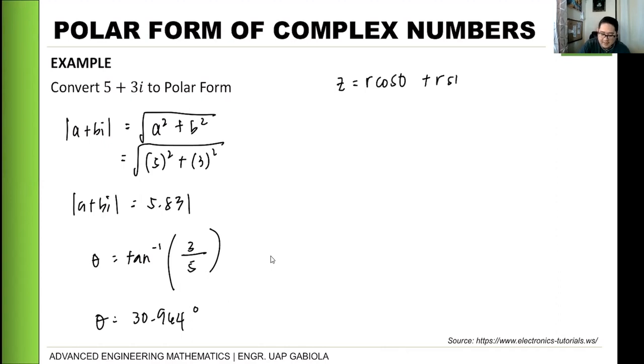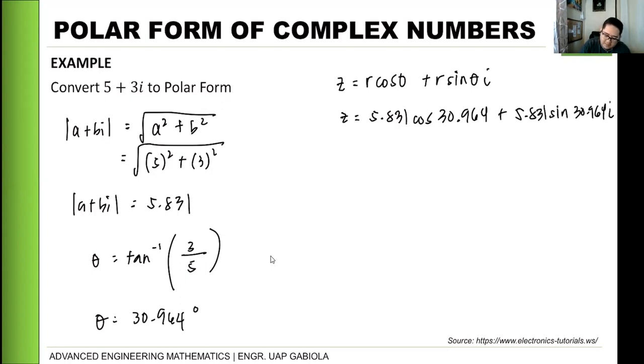sine of theta i. So z natin is equals to 5.831 cosine of 30.964 plus 5.831 sine of 30.964 i. Okay? To convert that into our polar equivalent, so we have z is equals to r angle of theta. So that is equals to 5.831 angle of 30.964 degrees. So ito yung polar form natin.